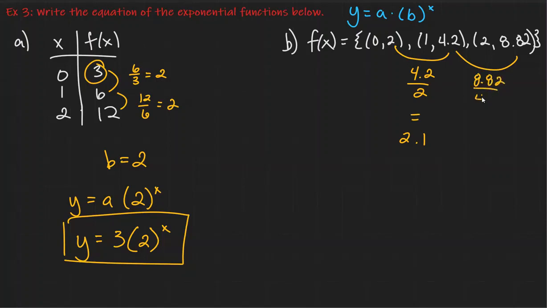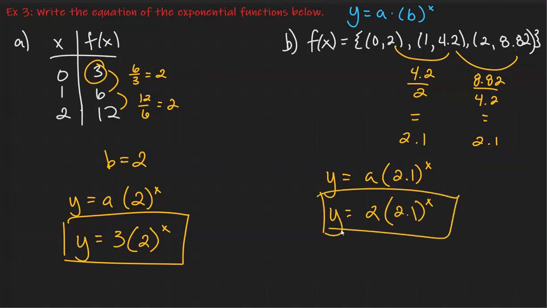8.82 divided by 4.2. Yep, that's also equal to 2.1. So there's your growth factor. So y is equal to a times 2.1 to the x power. And then again, I have 0 as my x here, so the corresponding y value is the a, which is 2. So our function is 2 times 2.1 to the x power. And you can confirm for yourself by plugging in all those x values and checking that this is indeed the right function. Okay? So there's E.1, you guys, just a quick little introduction to comparing our linear and exponential functions.